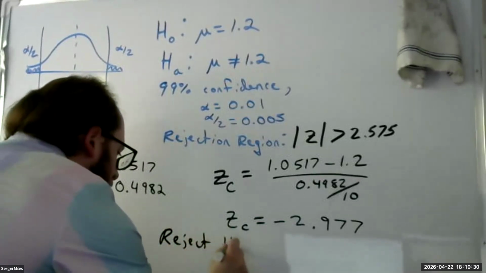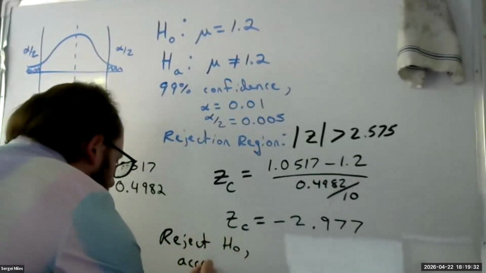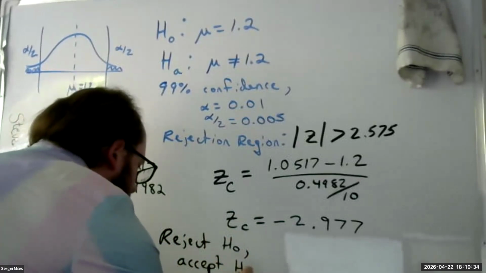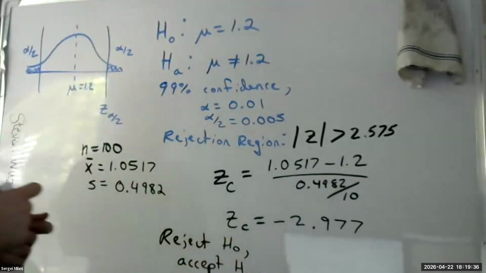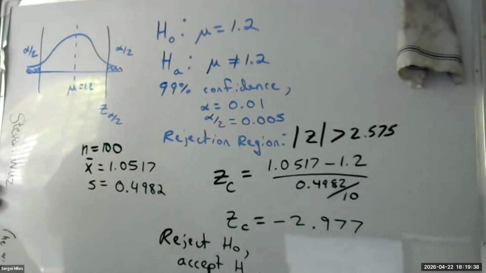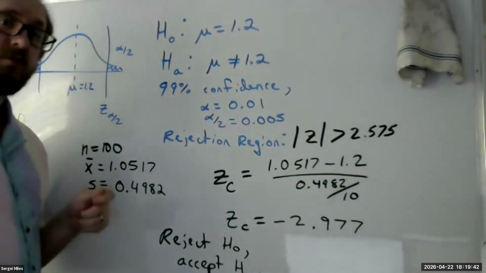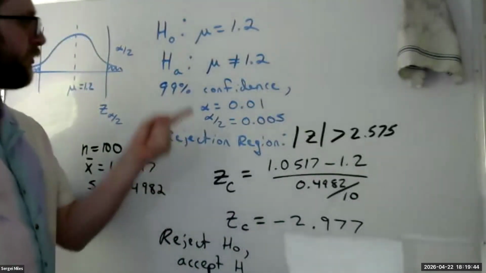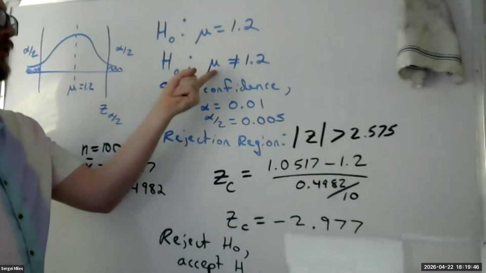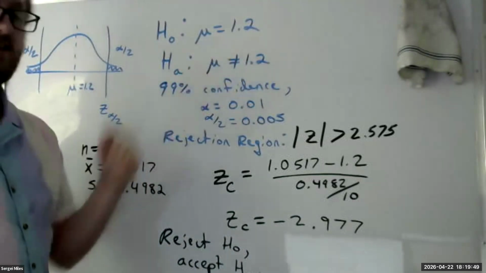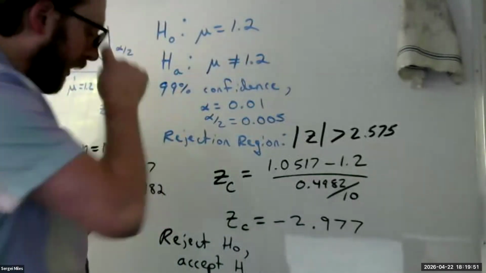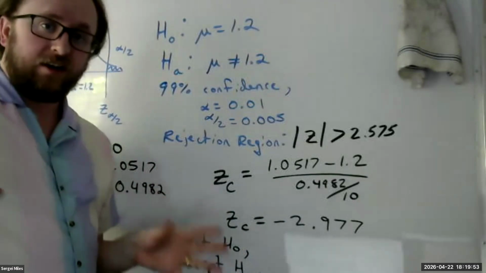Reject the null hypothesis and accept the alternative. All right. Now, the thing about this test is that we did not prove that the rats have gotten faster, right? Look back at the alternative. The alternative was that the average is different from 1.2. So we haven't proven that they've gotten faster.